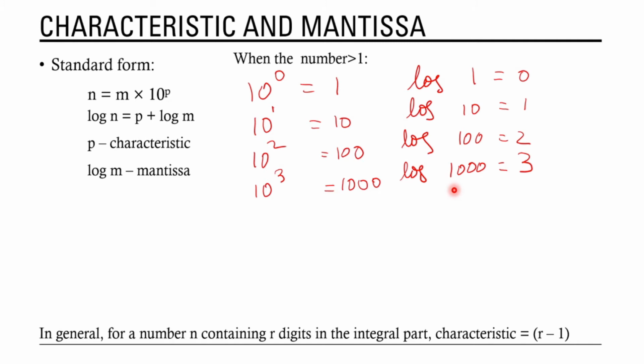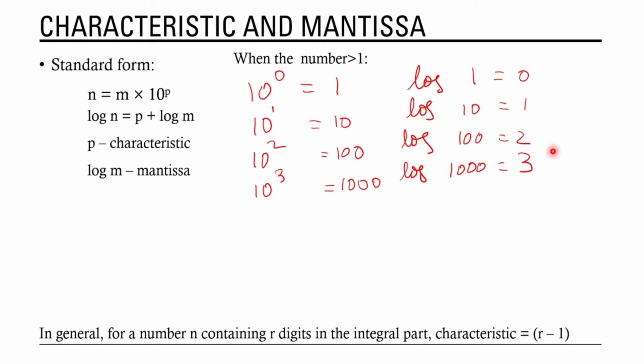On seeing this, we can note one important point. When the given number is between 1 and 10, that is, the given number is a single digit number, then the value of log is between 0 and 1. When the given number is between 10 and 100, that is when the given number has 2 digits, then the value of log is between 1 and 2. When the given number is between 100 and 1000, that is if it is a 3 digit number, then the value of log is between 2 and 3.